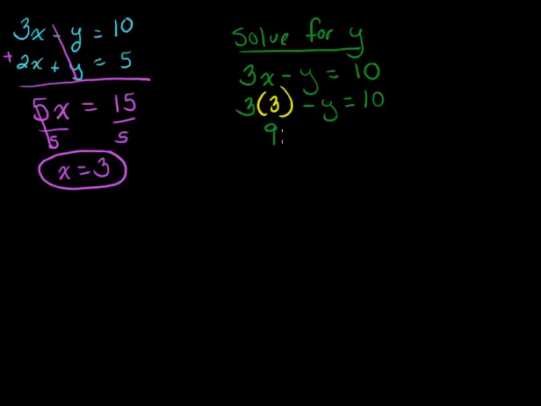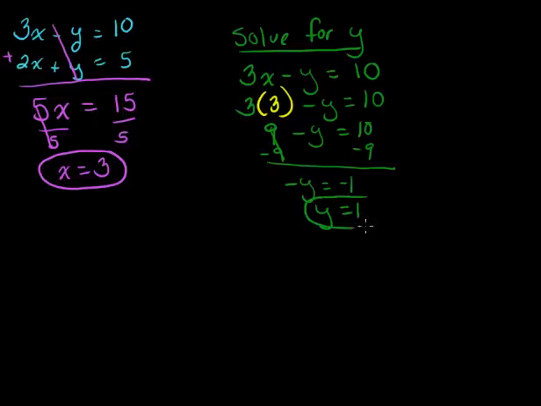3 times 3 is 9. 9 minus y equals 10. Subtract 9 on both sides, and we get negative y equals negative 1. So y equals 1. So what we have is we are stating that our solution to this is 3.